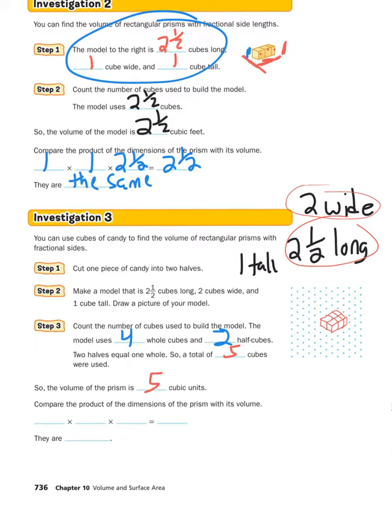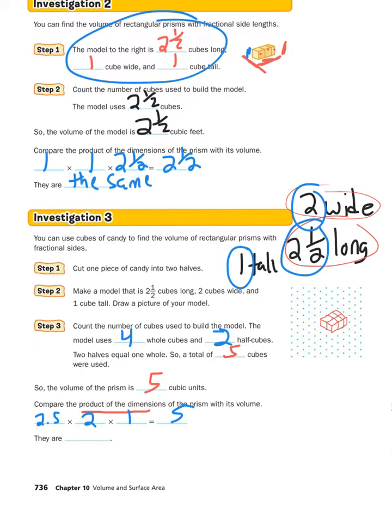Now it says compare the product of the dimensions of the prism with its volume. Remember, the product of the dimensions means multiplying the length times the width times the height. And that is going to be these numbers right here. So if I have 2.5, which I can write as a fraction if you don't like decimals, times 2 times 1. And guess what? 2.5, and you can use a calculator, times 2 times 1 is 5.